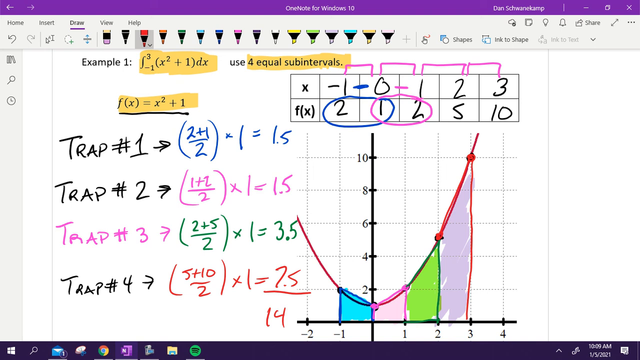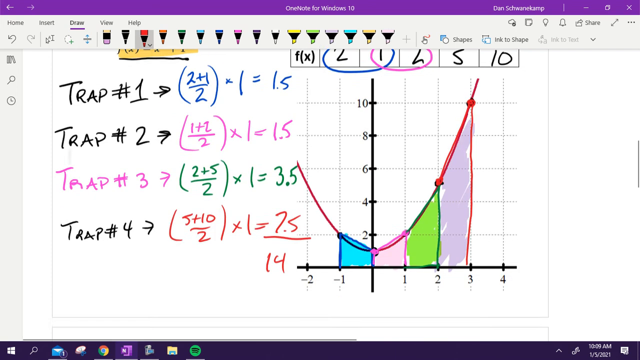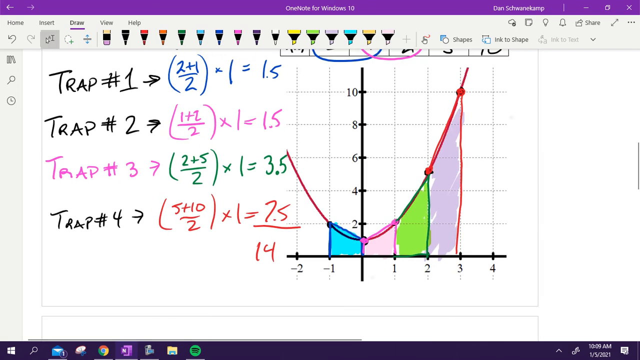But that's the trapezoidal sum. Again, don't write it like this in the future. Don't write trap number 1, number 2. I'm just showing it to you so you visually see what's happening. That's 14. Talk with your neighbor for a second.